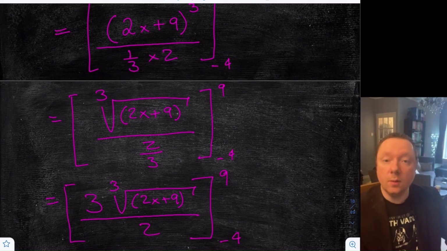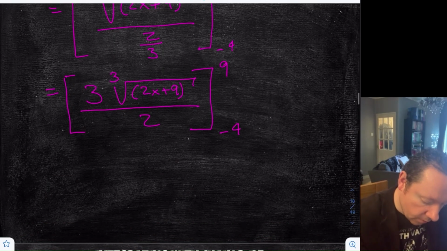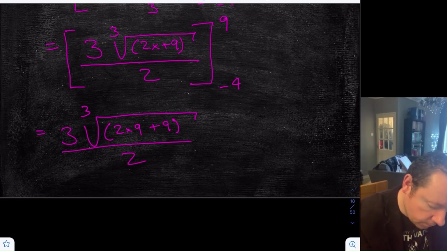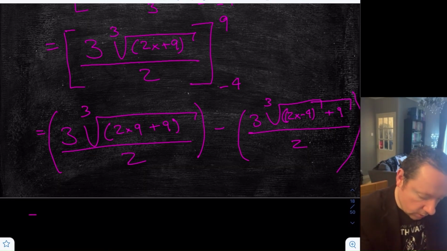And now I'm ready to substitute my numbers in. So substitute 9 in, take away, substitute minus 4 in. So subbing in my numbers, get 3 times the cube root of 2 times 9 plus 9 all over 2. I'll just put that in big brackets. Minus 3 times the cube root of 2 times minus 4 plus 9. I'll just make that clear that that's separate, all over 2. And now we can work some of that out.